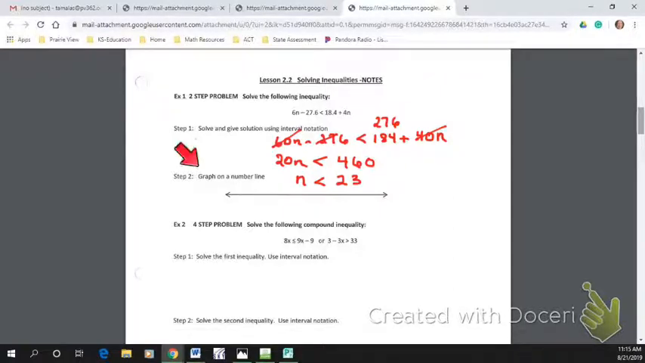So step 1, they want the answer in interval notation. Step 2, they want in the graph. I think it's easier to do the graph first, so I'm going to do the graph first and then go backwards and do the interval. Okay, so if you were doing this for your homework, you'd probably do the graph on paper so that you can get the interval notation.